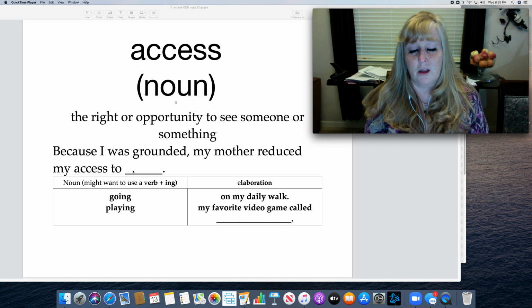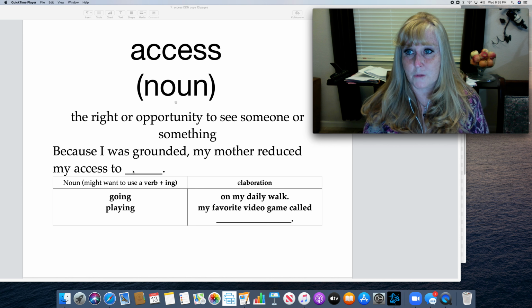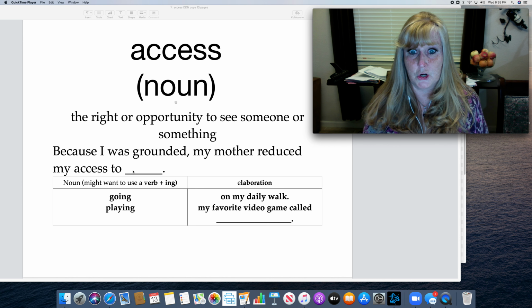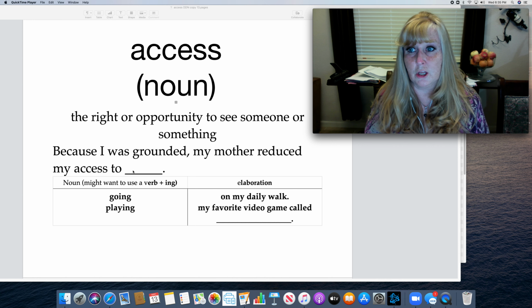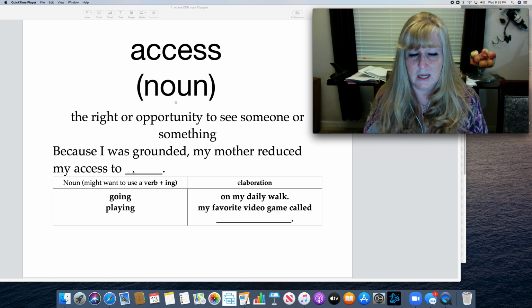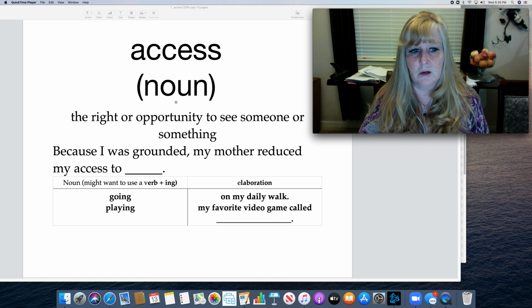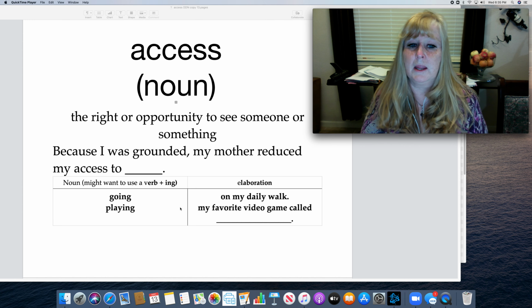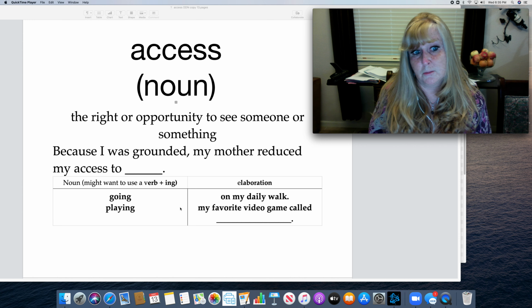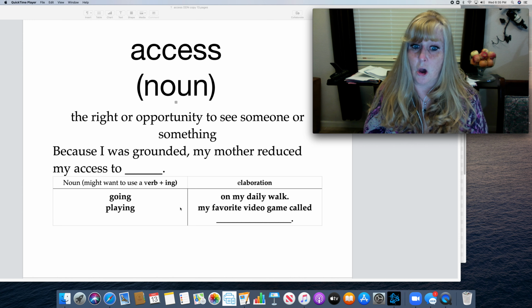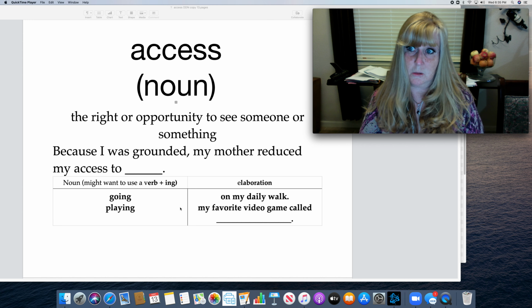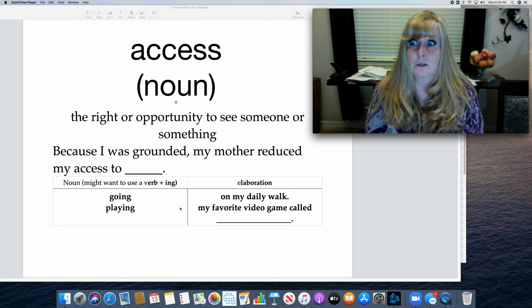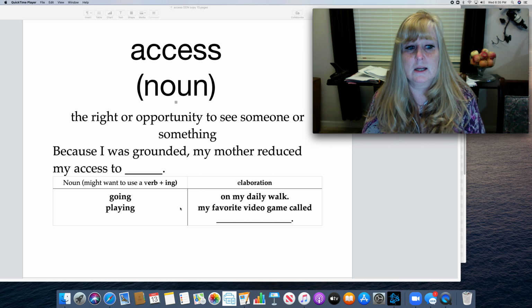Now you can use a person, place, or object for your noun, or you can use a verb plus ing. So I have a couple examples here with a verb plus ing. Because I was grounded, my mother reduced my access to going on my daily walk. Because right now, going on a daily walk is about all we get to do these days, right?